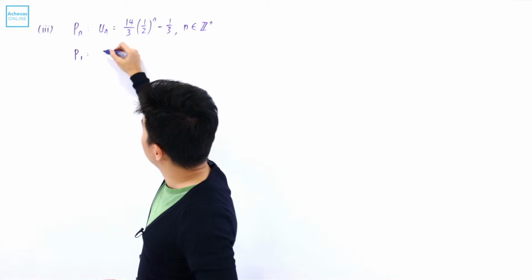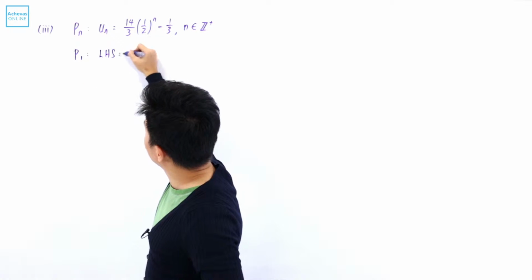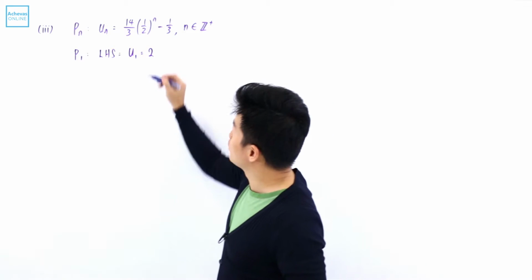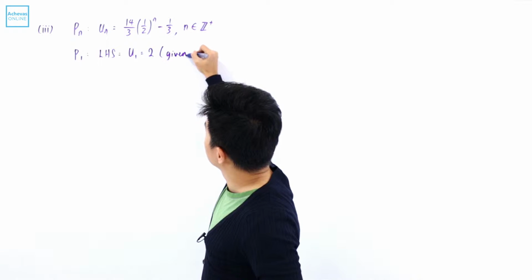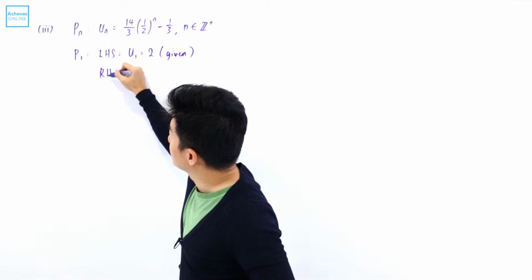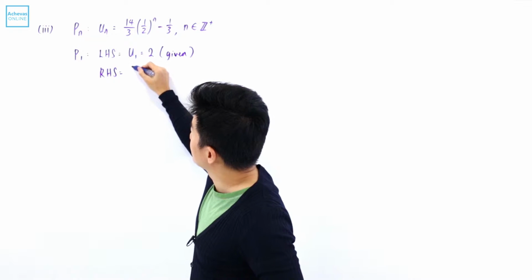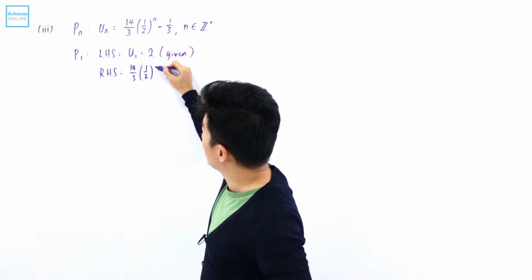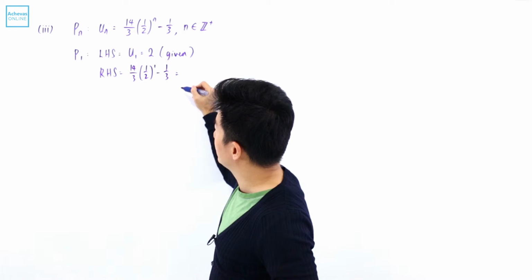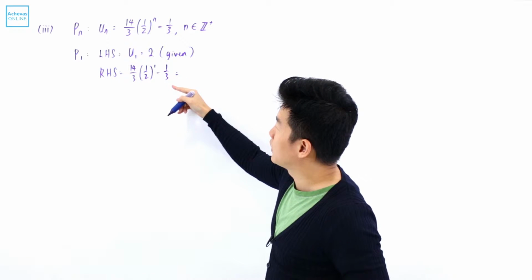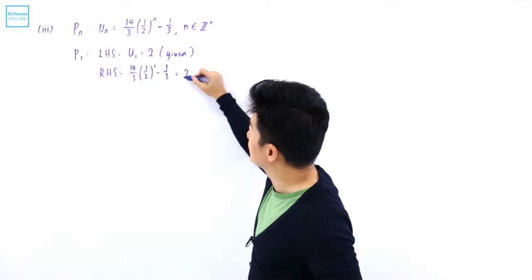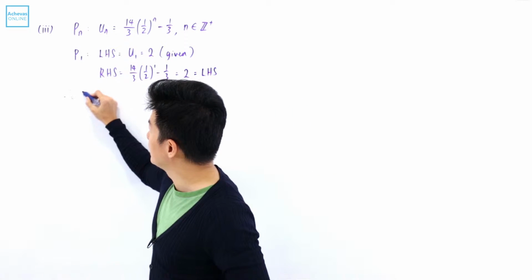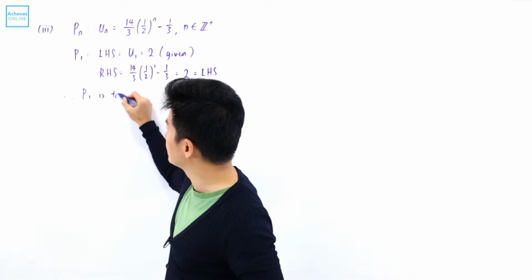is true. So P1 on the left hand side is U1, and U1 is already given to me by the question as 2. So this is given. Then I'm going to look at what is on the right hand side. Right hand side is going to be equal to 14 over 3, 1 over 2 to the power of 1 minus 1 over 3. This I'm going to have 7 over 3 minus 1 over 3. It is going to be 6 over 3, which is 2. And this is the same as the left hand side. That is why from here I know that P1 is true.